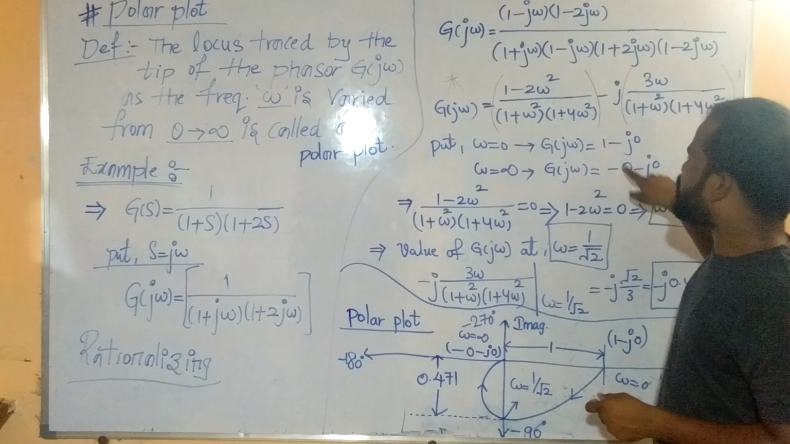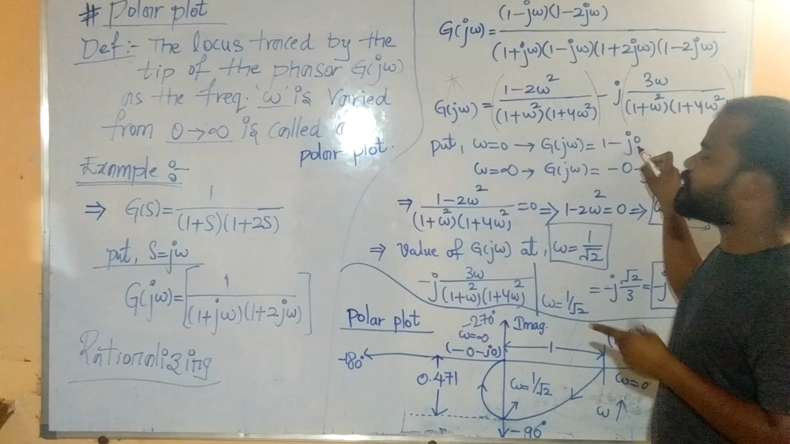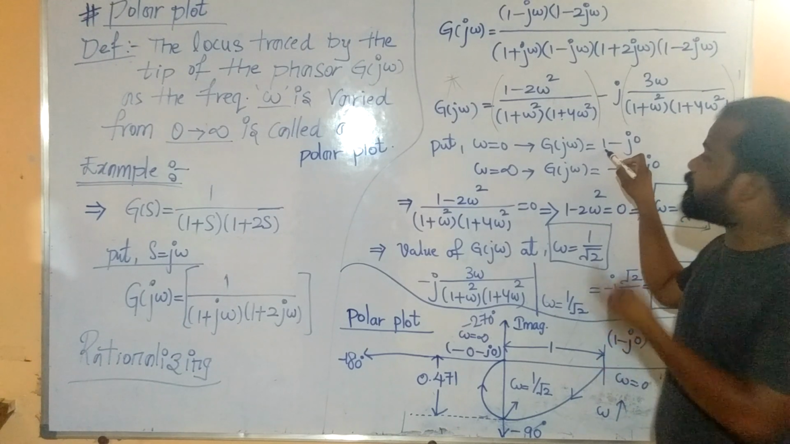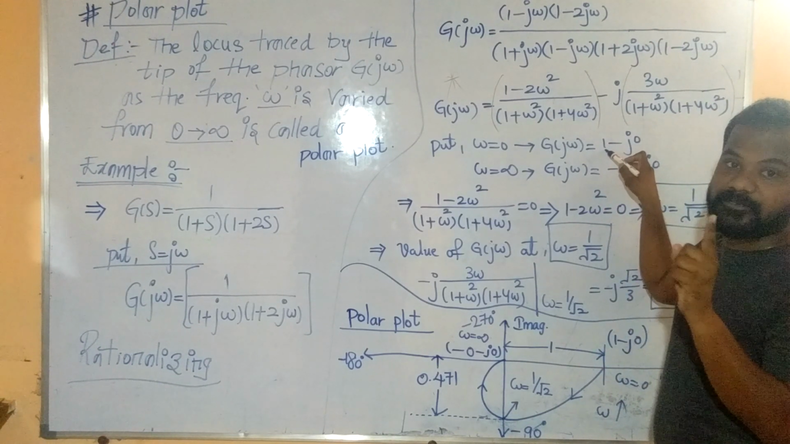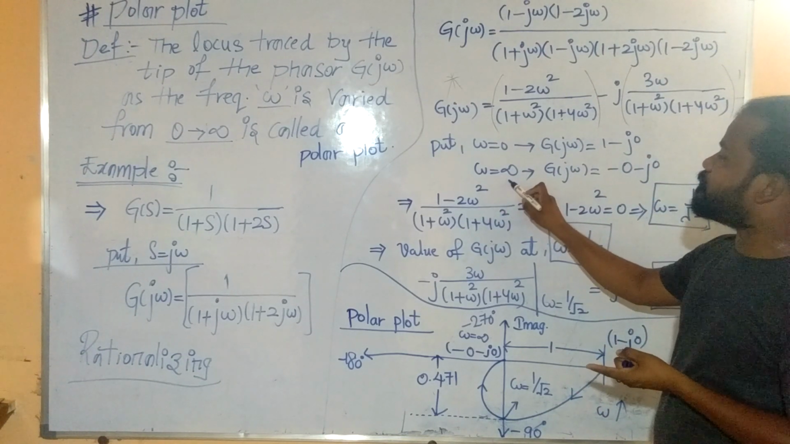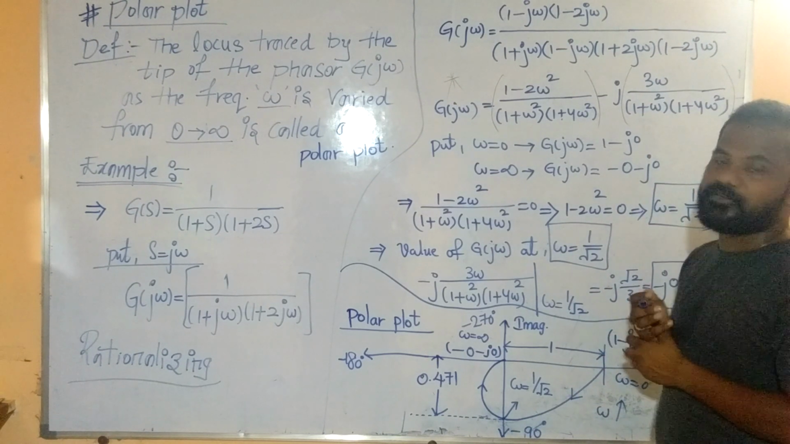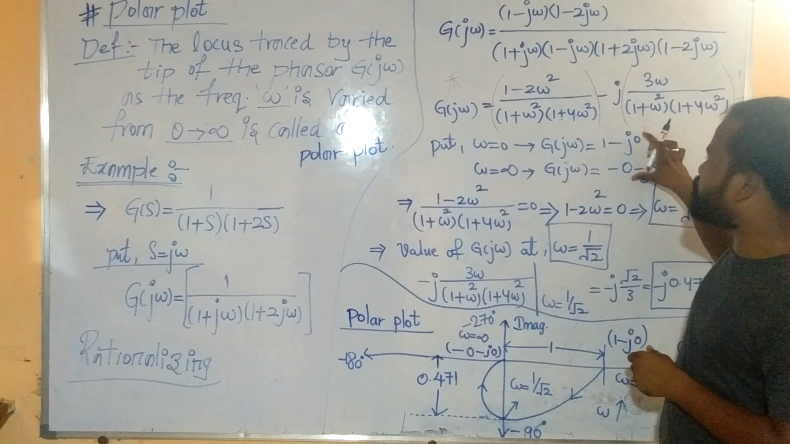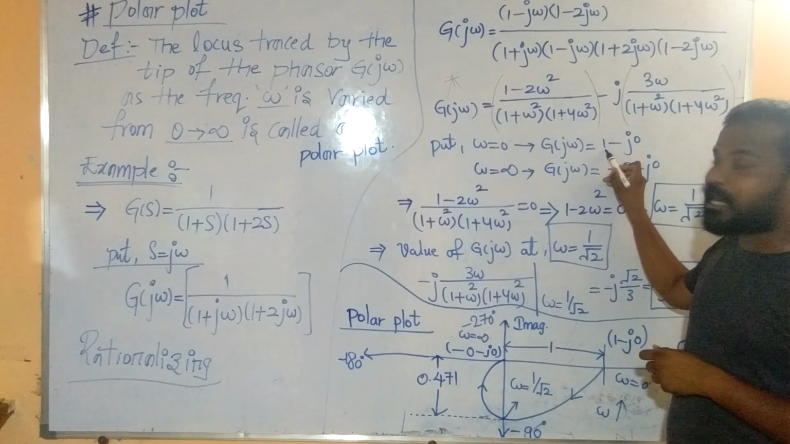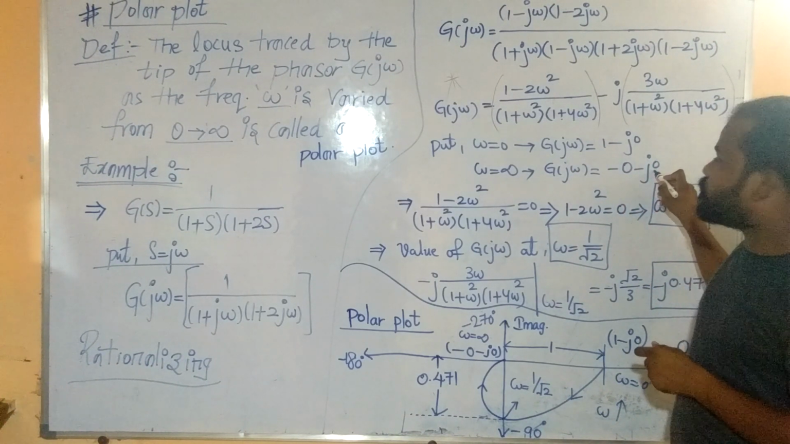So with the help of these two terms, just observe here: when omega is equal to 0, the real value is 1 and the imaginary is 0. It means that when omega is equal to 0, the curve starts from the positive real axis with a magnitude of 1. And when omega is equal to infinity, the real value is minus 0 and the imaginary is minus j0. So by observation of these two terms, we can say that the curve starts on the positive real axis with a magnitude of 1 and ends at 0. Clear?